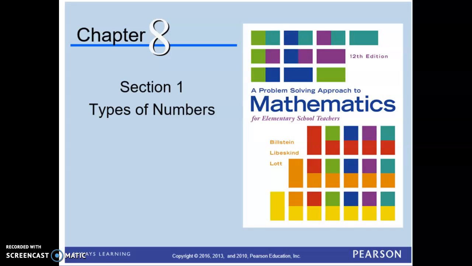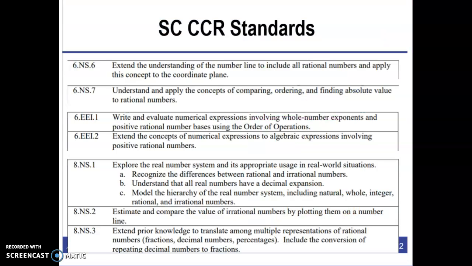In this video, we're going to start work on Chapter 8, and we are going to be looking at types of numbers. So if we look at the South Carolina State Standards, in K through 5, we have worked with whole numbers, we have worked with fractions, and we have worked with terminating decimals, decimals that come to an end like 3.2 or 5.27, 5 and 27 hundredths.